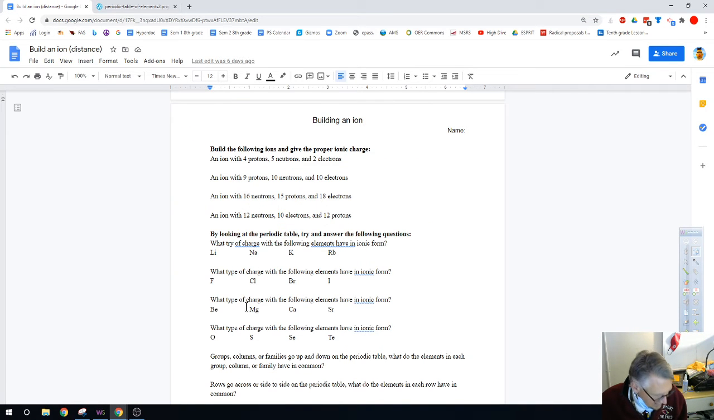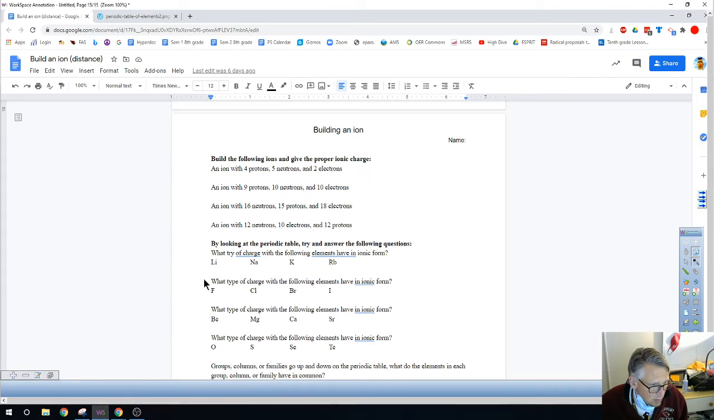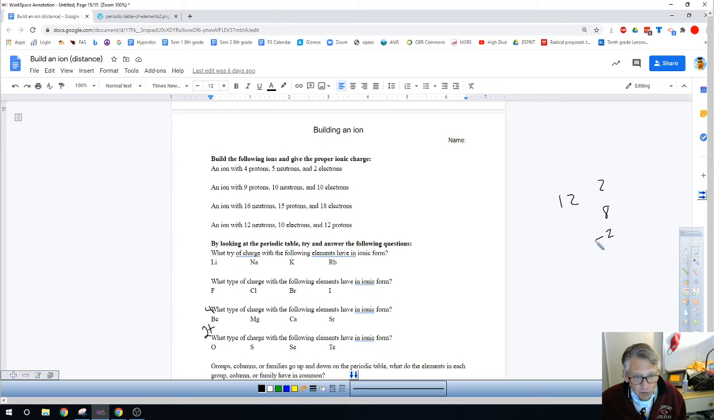Okay, beryllium and magnesium. Beryllium has 4. So that means 2 in the first, 2 in the second. It's going to want to lose 2 negative charges. So that means it'll become a 2 plus. Magnesium has 12. So 12 is 2 in the first, 8 in the second, and it has 2. So it's going to lose 2 to get to 0. So it will become a 2 plus. And calcium and strontium are right underneath it. So it will be a 2 plus, and it will be a 2 plus.